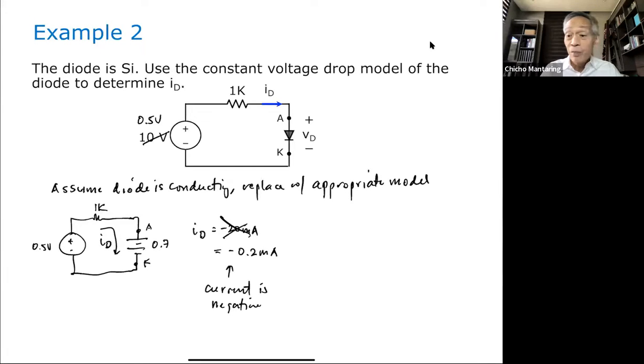What does that mean? If your current is negative, that means instead of flowing from anode to cathode, it is flowing from cathode to anode. The actual direction of current is from cathode to anode. But we know that the diode will not support current flow in that direction. The diode will only support current flow in the direction of the arrow. It won't support current flow in the opposite direction. Therefore, our model is not valid.